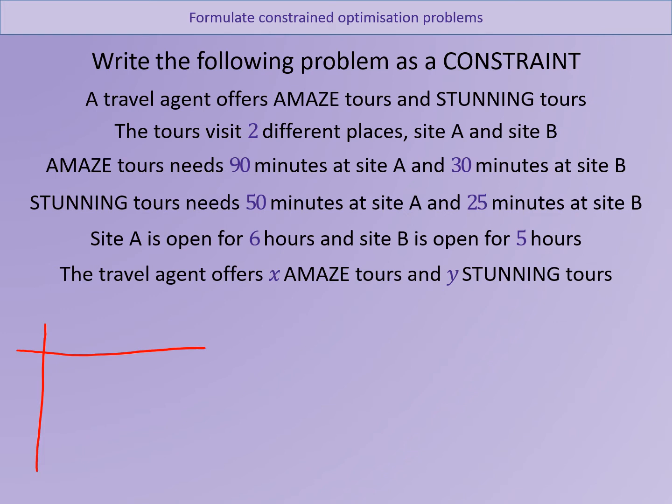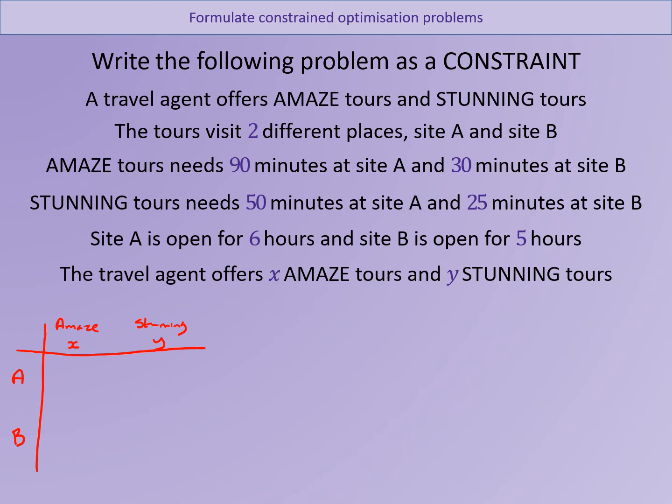Going to put the sites along the side, A and B, and then put the types of tours across the top. So, amaze tours, there are X of those, and stunning tours, there are Y of those. So we're going to put the information into the table.